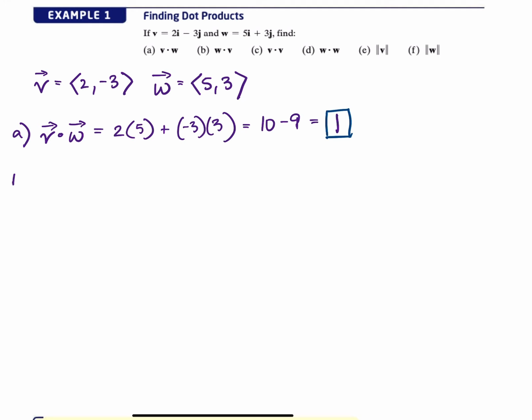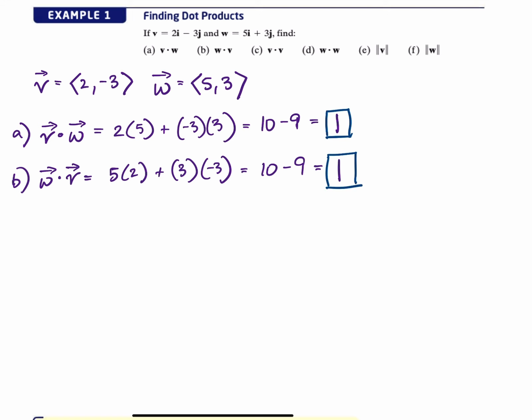Part B asks us to find w dot v, so we're just reversing the order here. So we get the same value. We would just flip this multiplication. It would be 5 times 2 plus 3 times negative 3. So that will still give us 10 minus 9, or positive 1, meaning that the order of the dot product doesn't matter. A technical way to say that is that the dot product is commutative. We can reverse the order. We can say v dot w or w dot v, and we get the same result.